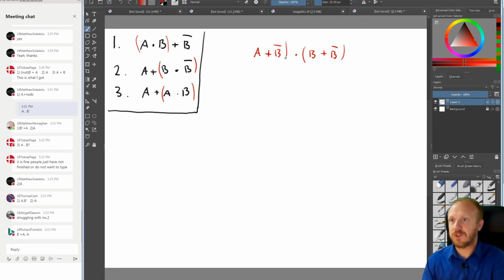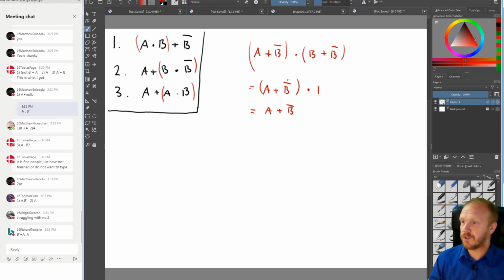That's the first step. That's just me multiplying the B plus into the bracket. Then that can't be simplified. This can. B or not B is pretty much guaranteed, so that's just a 1. So that becomes A plus B bar dot 1. Anything dot 1 is just itself. That's A or not B. Okay, so that's the solution to 1. That's similar to everything we looked at so far.